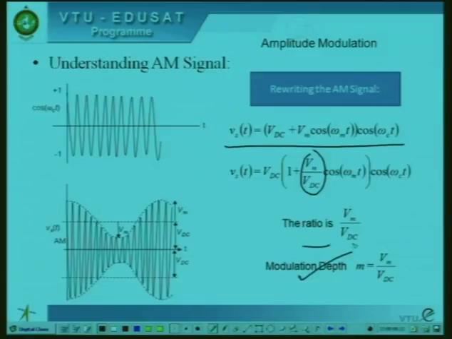Let us understand what this modulation depth is. Here, Vm is the amplitude of the modulating message, and VDC is the DC shift, right? The modulation depth is basically Vm by VDC. If you have a very small modulating signal strength, you shift it by a factor of VDC, and the modulation depth is equal to Vm by VDC. Let us understand the significance of this modulation depth Vm by VDC.